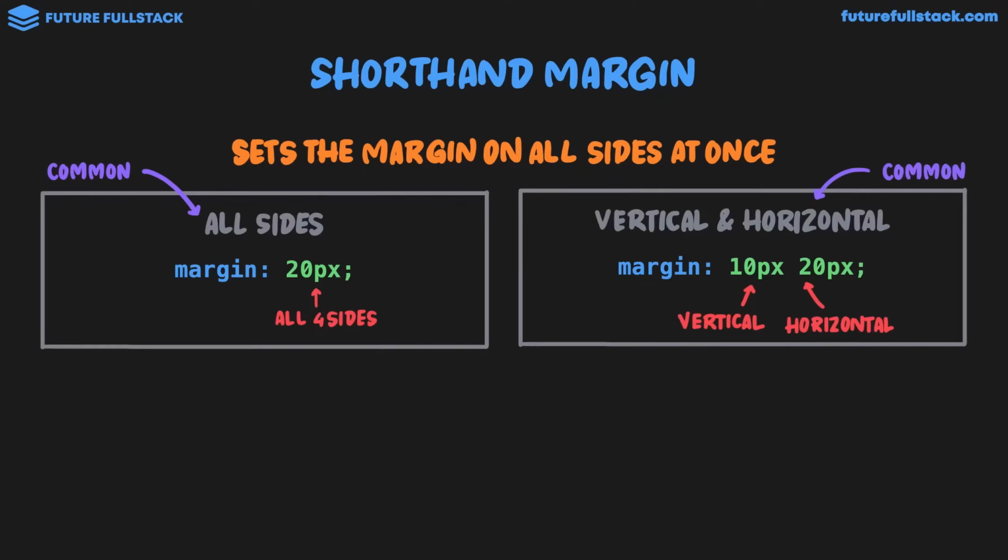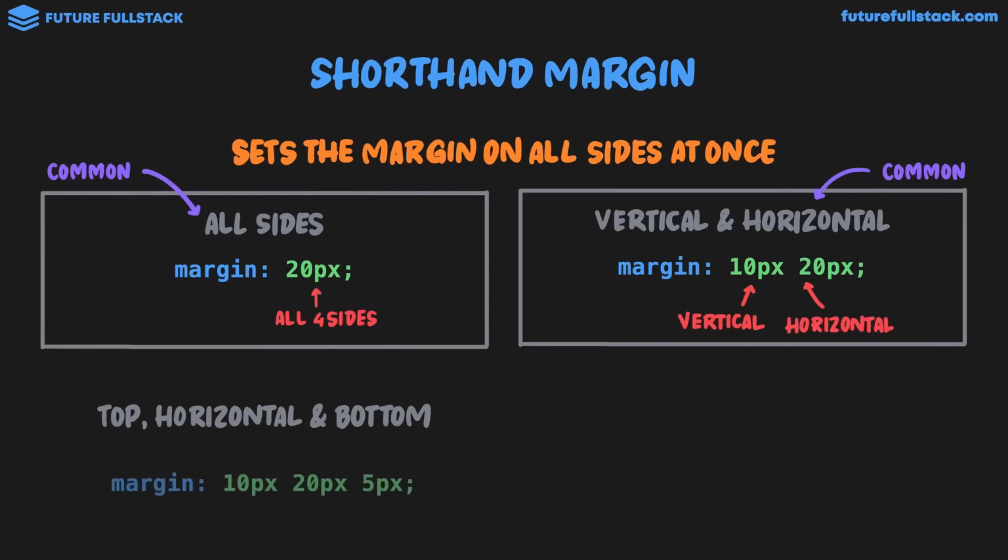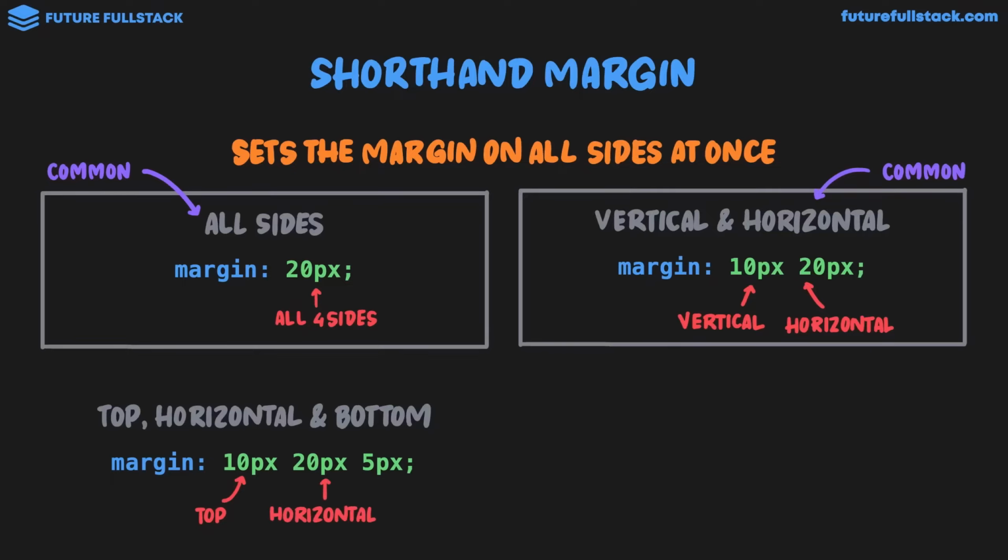The next case is applying margin top, horizontal, and bottom, and it looks like this. The first value of 10 pixels is applied to the top, the second value of 20 pixels is applied horizontally, so margin left and margin right, and the third value, 5 pixels, is applied to the bottom.